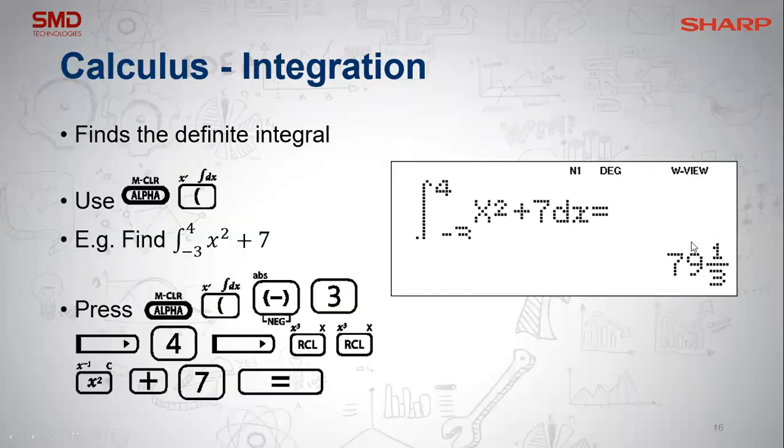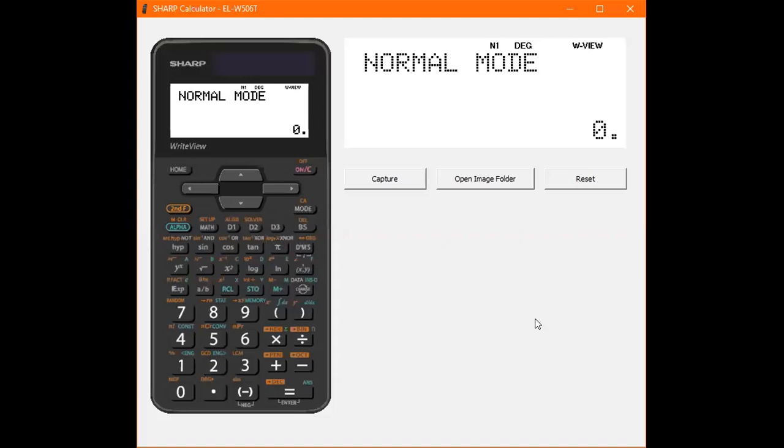All right, let's move on to the fun stuff. For an IEB math syllabus, you are allowed to use the EL-W506, which is this calculator here. It has the equation solver. If, however, you are teaching maths at a DBE school, you cannot use this calculator because of the equation solver. So just be aware of that difference.